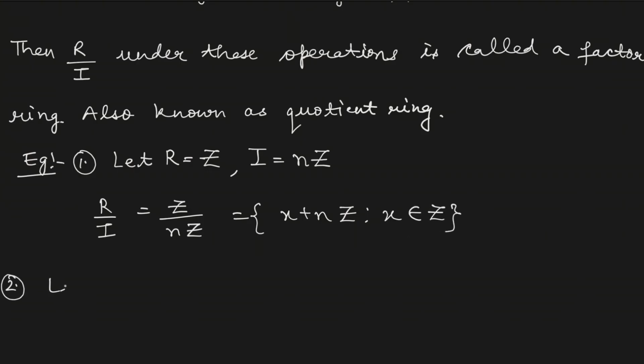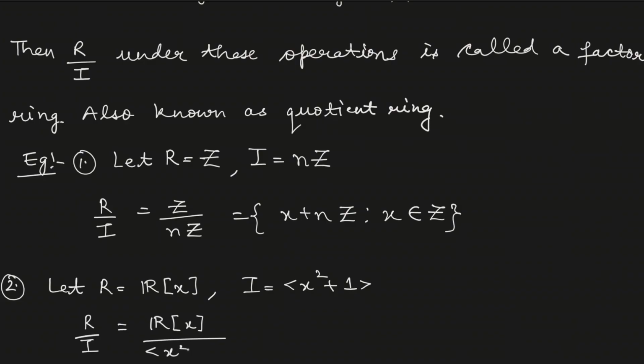Second, let ring R be the set of polynomials, the polynomial ring R[x]. The ideal is generated by x squared plus 1. Then R/I, which is R[x] by the ideal generated by x squared plus 1, is equal to the set of ax plus b plus the ideal generated by x squared plus 1, such that a and b belong to the real numbers.